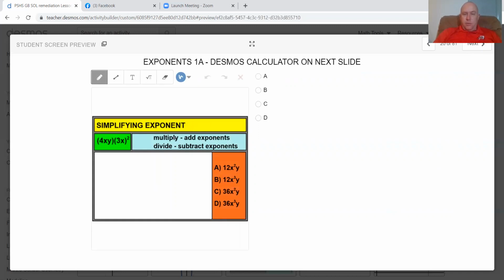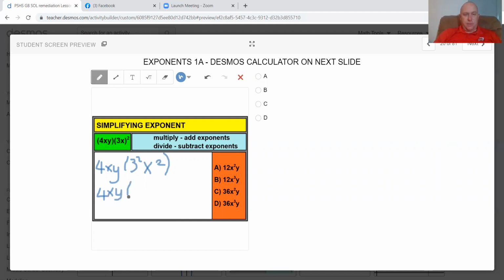Simplifying exponents. Just a quick reminder, when you multiply, you add exponents, and when you divide, you subtract exponents. We're asked to work out this expression here. Ideally, I would be trying to use my power to a power rule on this 3x squared. So when I do my 3x squared, I have to do the 3 squared, and I also have to do the x squared. This is not going to be very neat, so I apologize. So we've got 4xy, and then the others you just work out using your Desmos calculator.